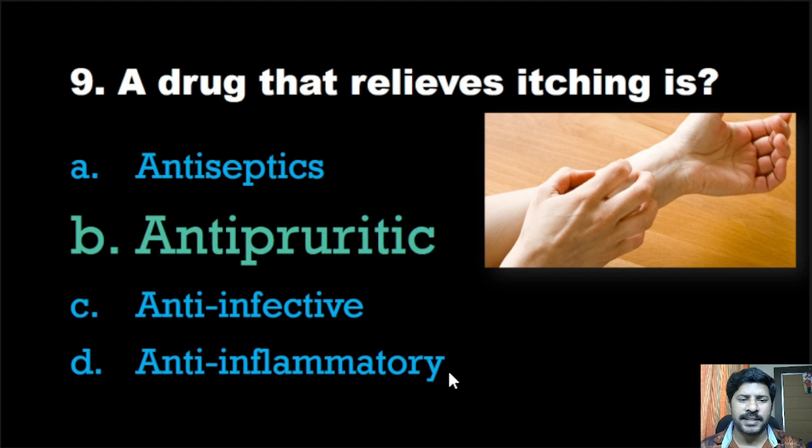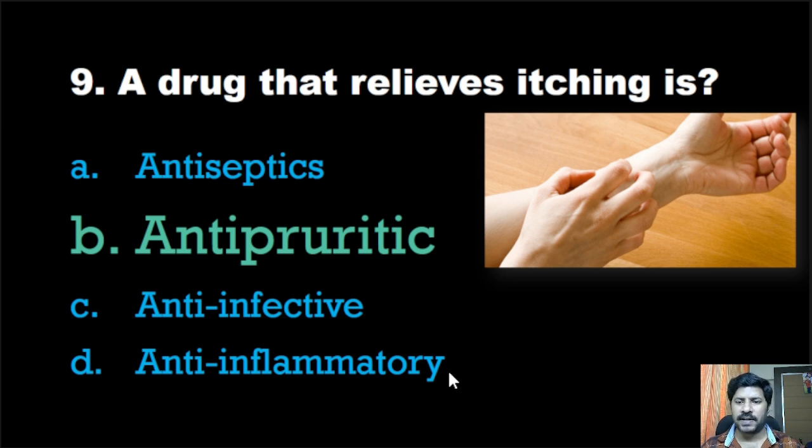Correct answer, antipruritic. A drug that relieves itching is antipruritic. Antiseptics means the solution or medicines that prevent or check the growth of bacteria.